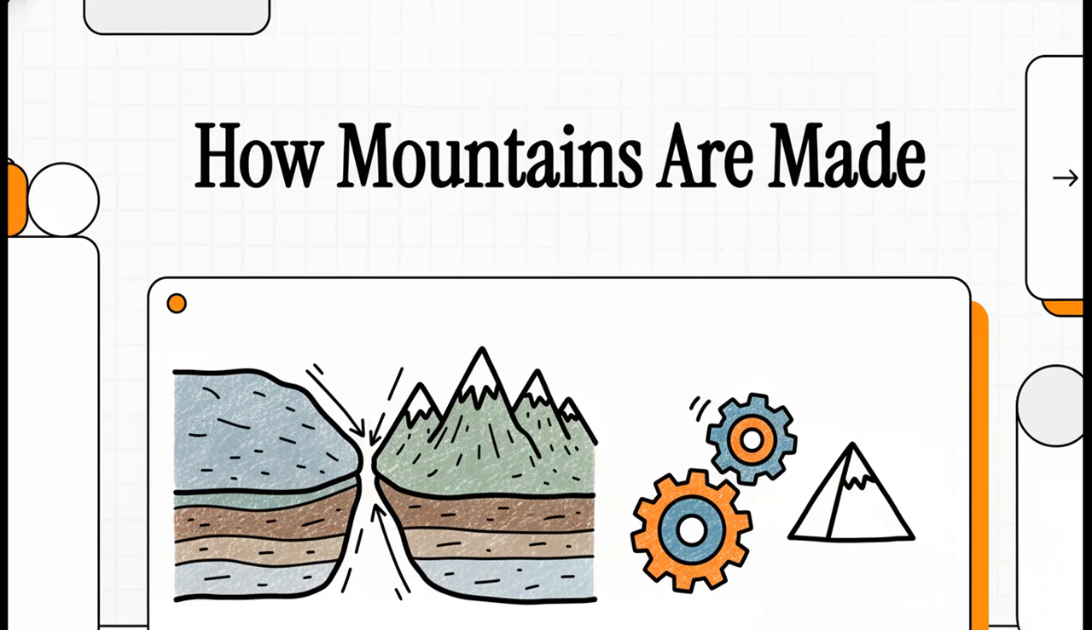Ever look at a huge mountain range and just wonder, how? How does something that massive even get there? Well, it might seem super complex, but the basic idea is actually incredibly simple. And it all starts with an analogy you'll get right away.